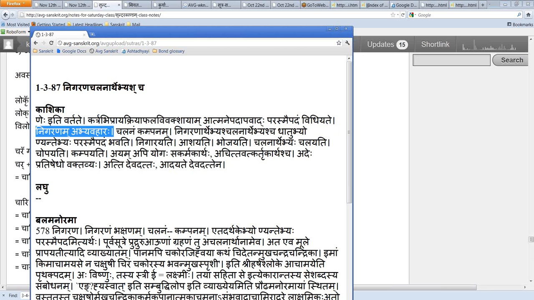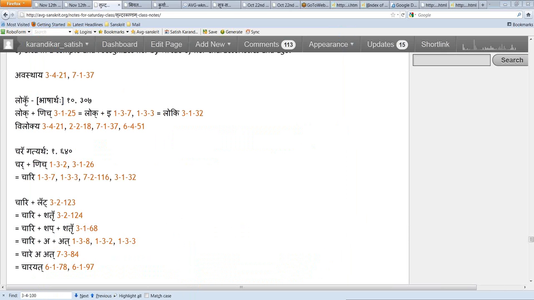Chalanam, kampanam: to shake, to move. Nigarnarthe vyashtalanarthe vyashtadhatubhyo niyantebhyaha prasyapadam bhavati. So nigarnachalanarthe vyashcha. So 1387. Anyway, I always say in this class, I will not do too much vyakaranam.